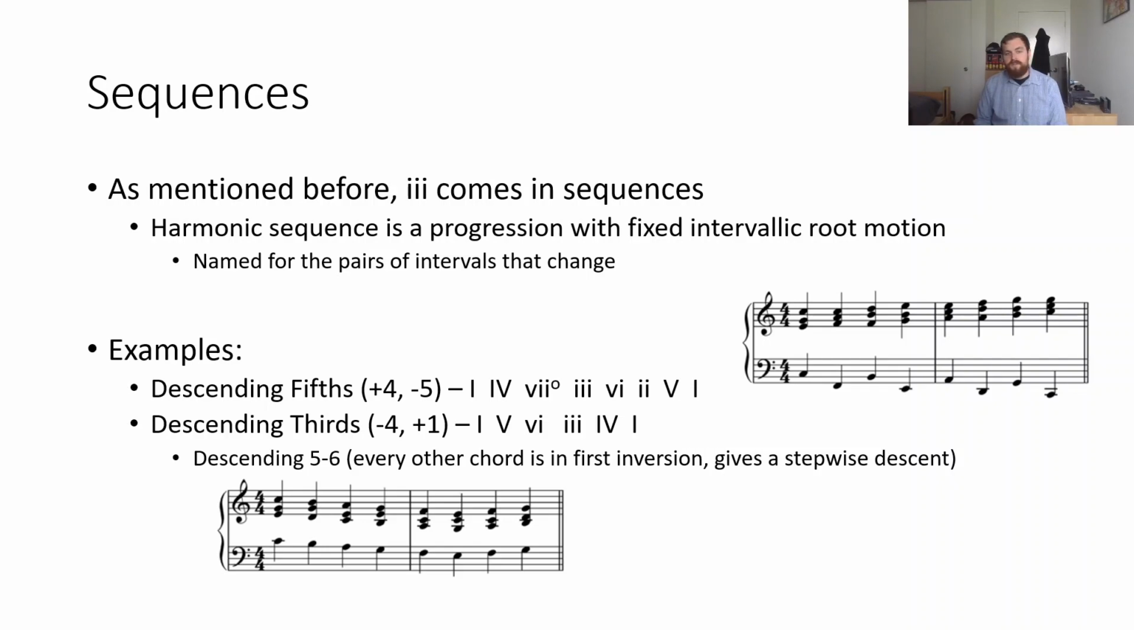We name these sequences for the pairs of intervals that change, right? And I'll explain what I mean by that in a second. But for instance, the descending 5th sequence is whatever diatonic triad happens if you are, say, descending by fifths. Let's see. Oh boy.